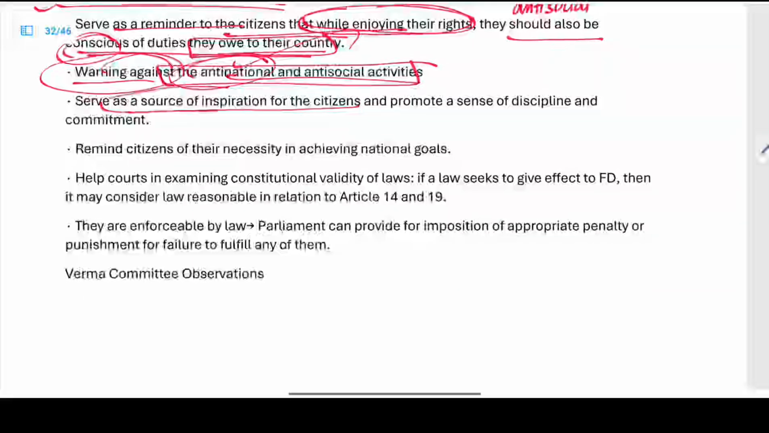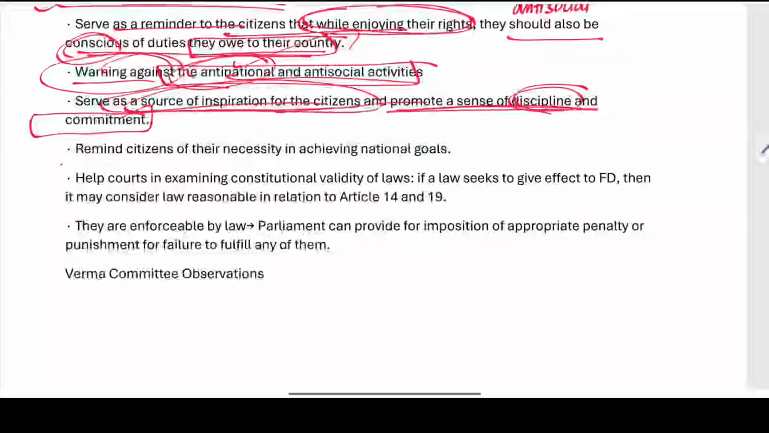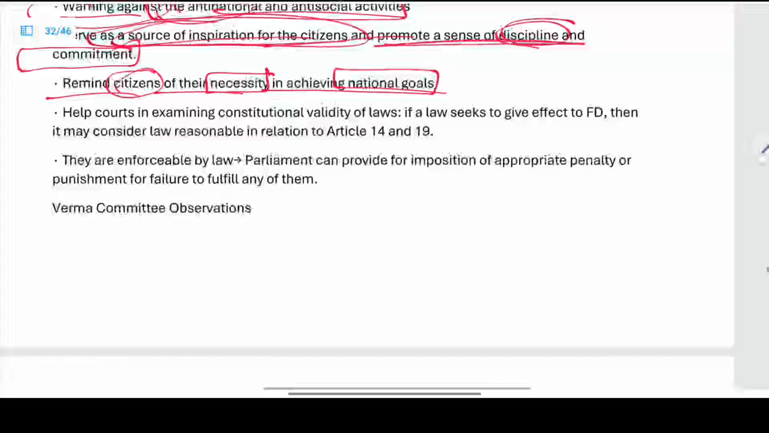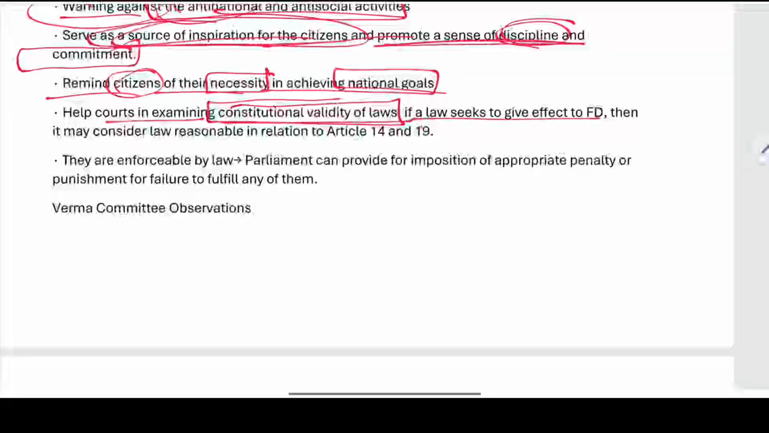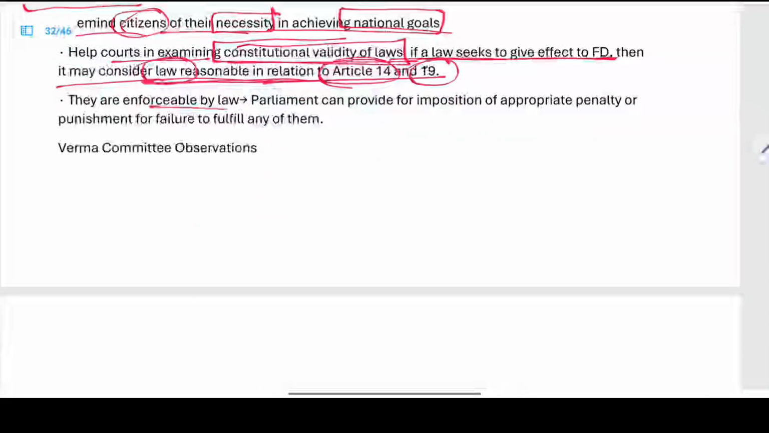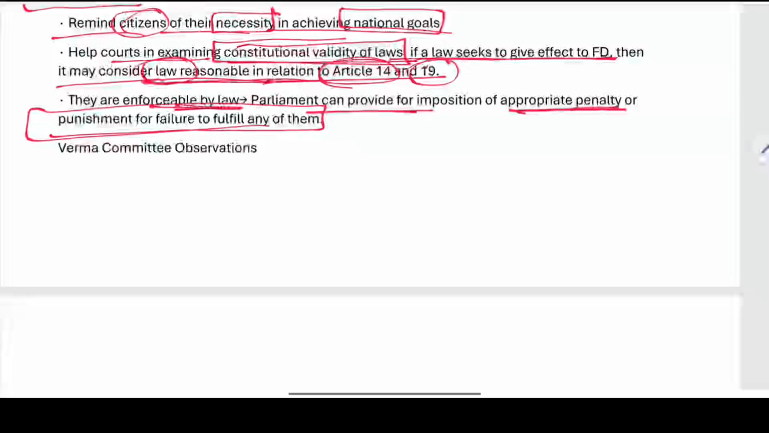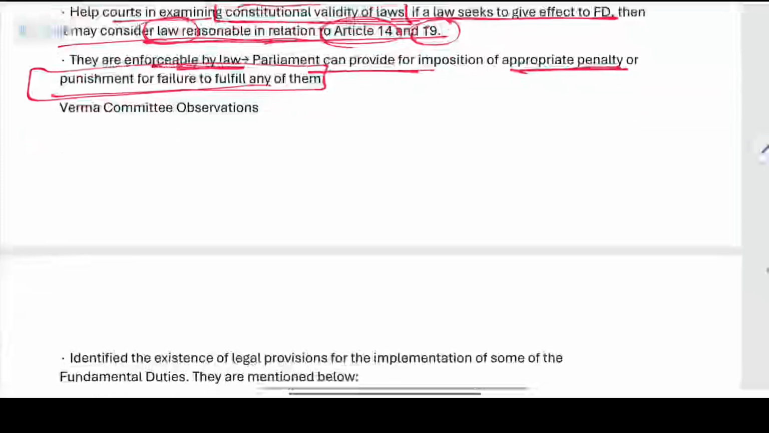They serve as a source of inspiration for citizens and promote a sense of discipline and commitment. They remind citizens of their necessity in achieving the national goals. They help the courts in examining the constitutional validity of laws. If a law seeks to give effect to a fundamental duty, it may be considered reasonable in relation to Article 14 and 19. Parliament can provide for the imposition of an appropriate penalty or punishment for the failure to fulfill any of them.